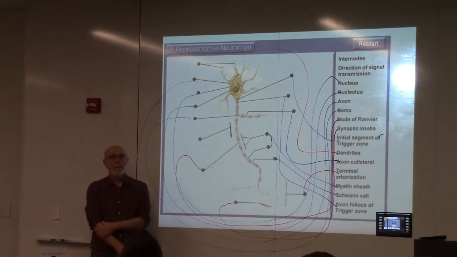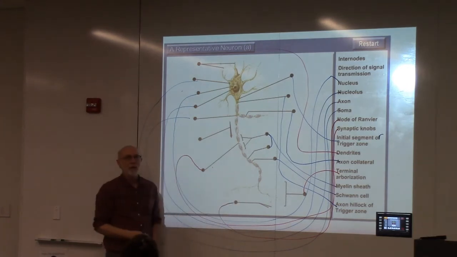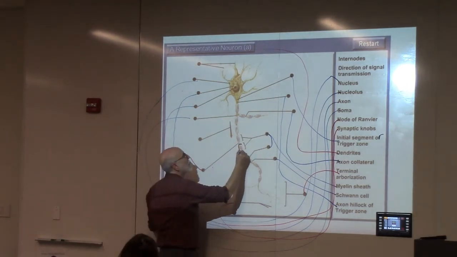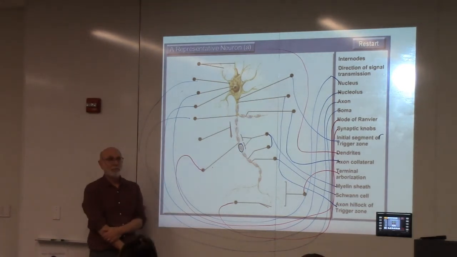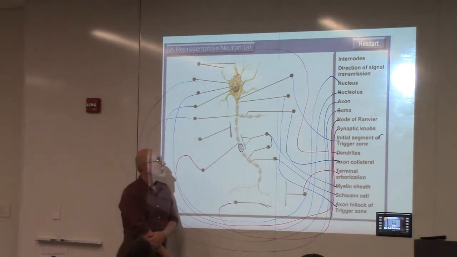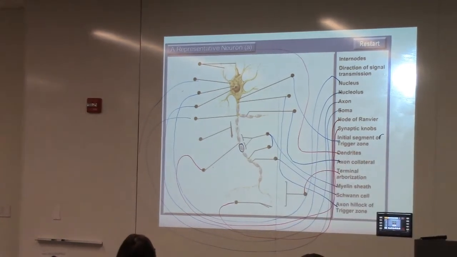Yeah. How would you be able to differentiate where the Schwann cell is on this diagram compared to the myelin? Oh, you couldn't. Okay. You couldn't. This is the Schwann cell, and it's just a bunch of myelin. Other questions? These are good questions.